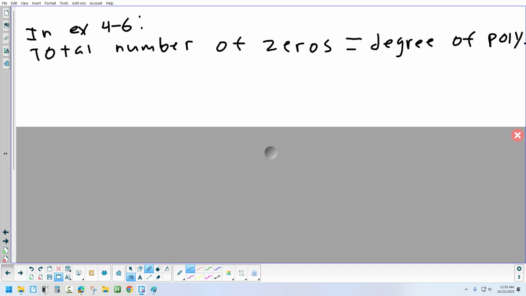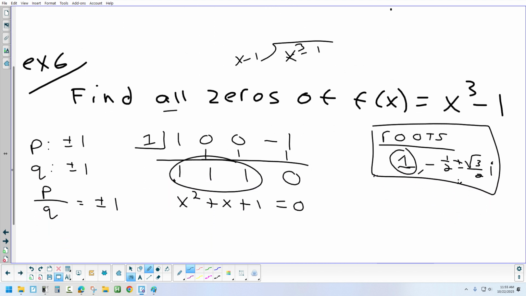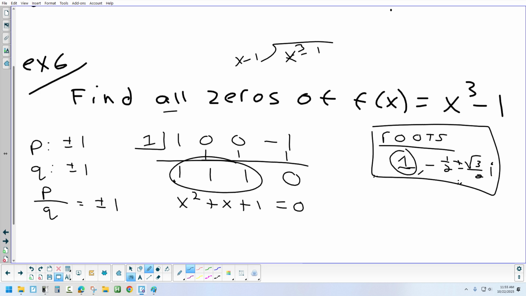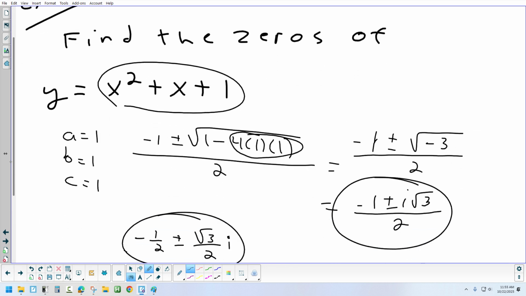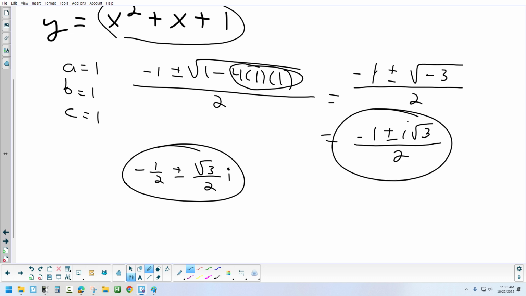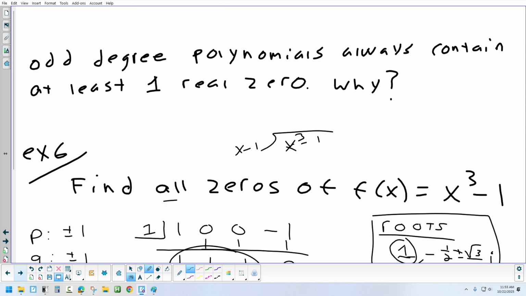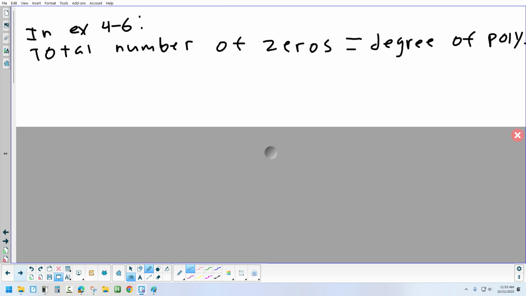So if you look at the problem we did here, we had a 3 as the highest exponent. We got 3 roots. Here we had a 2 as the highest exponent, and we got 2 roots. That's always going to be true. The number of roots is always going to equal the degree of the polynomial. And in general, I'm probably going to have you solve cubic as the highest, so 3 answers.